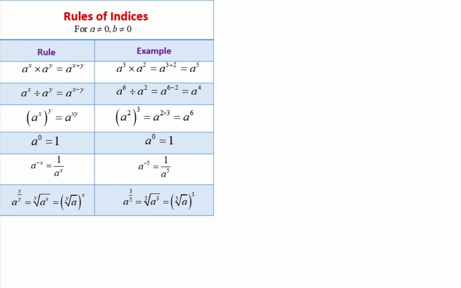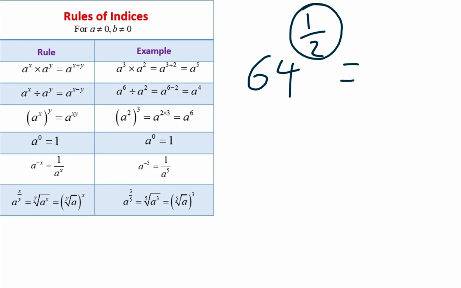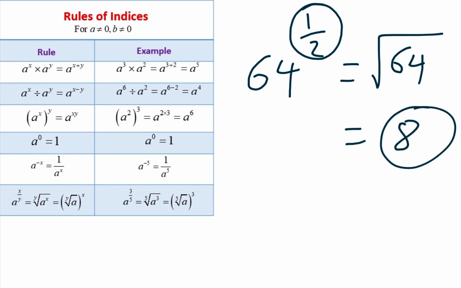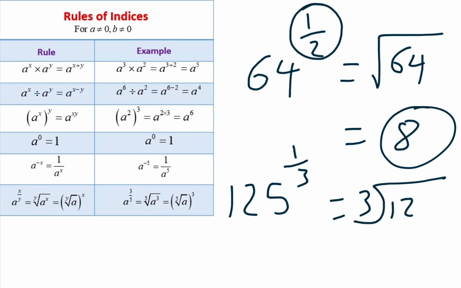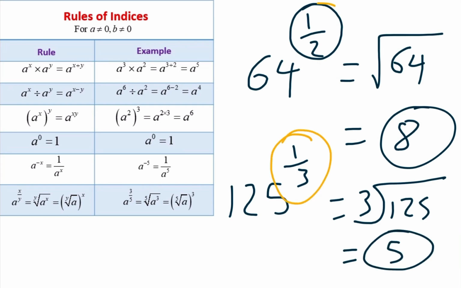So if I said to you, for example, what is 64 to the power of a half, you can replace the power of a half with the square root, and the square root of 64 is equal to 8. And if I said to you the same thing, what is 125 to the power of a third, it's got the 3 in there, so that tells you it's the cube root of 125. Therefore, the answer is 5. So those are the 2 I would like you to learn, a third and to the power of a half, but we'll come to that in a second.